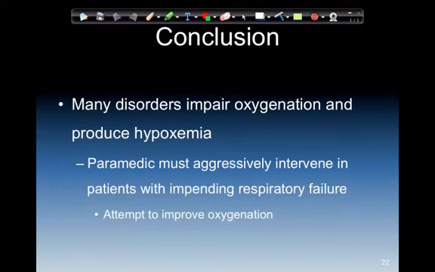Conclusion. Many disorders impair oxygen and produce hypoxemia. Paramedics must aggressively intervene in the patients with impending respiratory failure.